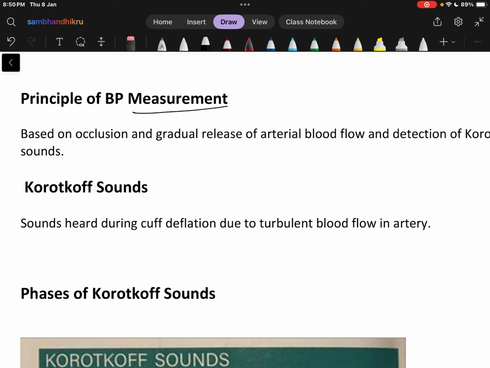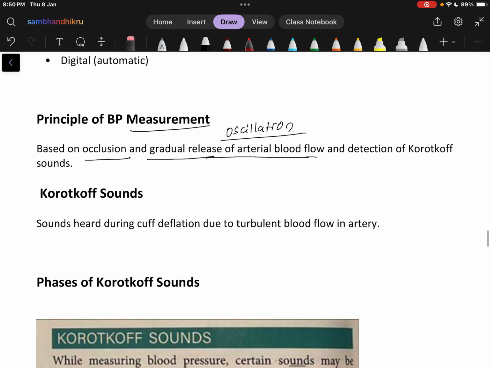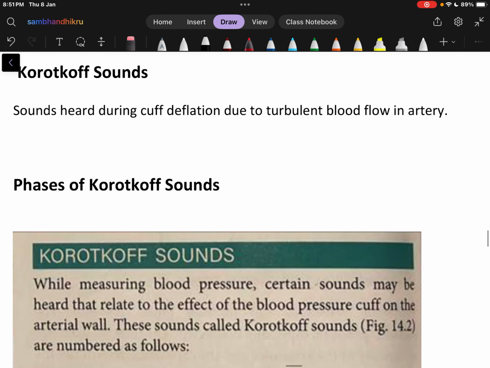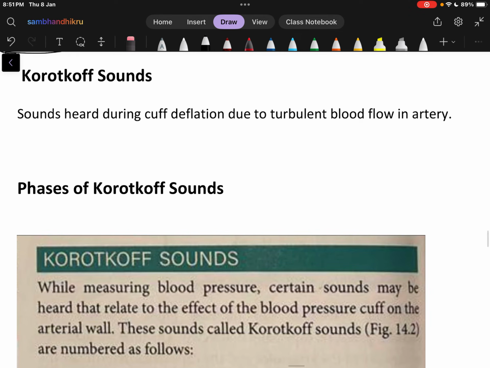Okay, next, the principle of BP measurement. Based on what? Based on oscillation also it can be done. Occlusion and gradual release of arterial blood flow and detection of Korotkoff sounds. Based on the Korotkoff sound also it will be done. Clear? Next, Korotkoff sounds. What is the meaning of Korotkoff sound? Sound heard during the cuff deflation.